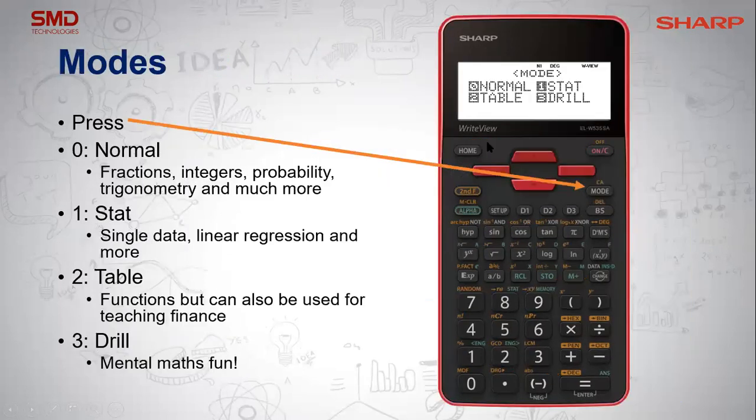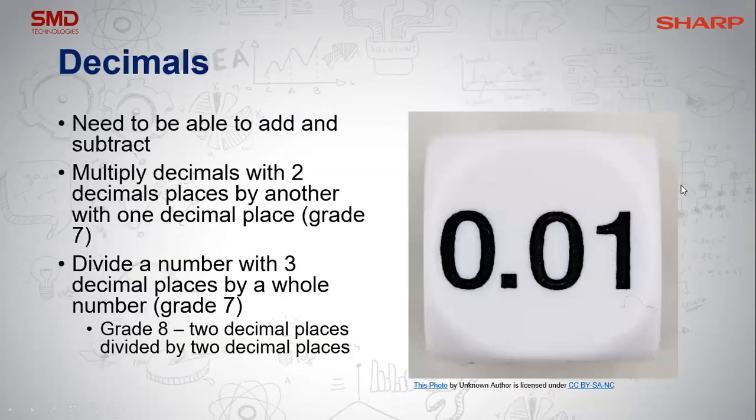So the modes that we're going to use today on the calculator is the normal mode. Then we won't be using stats today. And then, of course, table mode. Table mode is just so epic. And there are so many great investigations that you can do using table mode. And in fact, when we get to exponents, I'll tell you a little bit more. So decimals, what do we need to know?